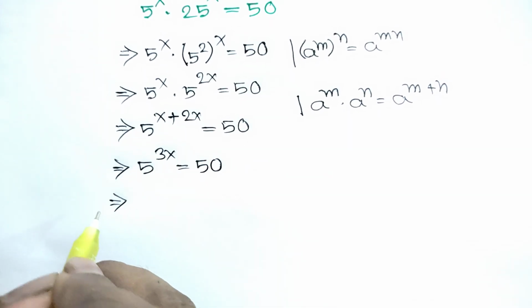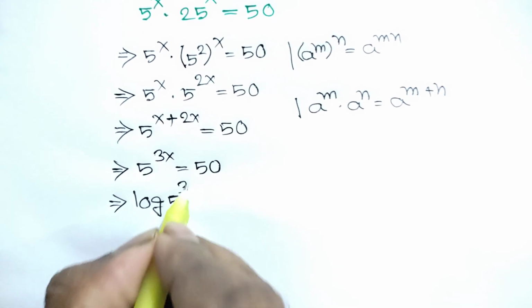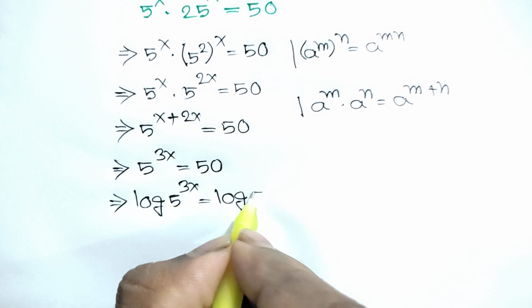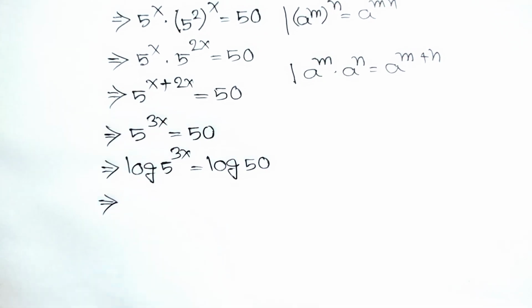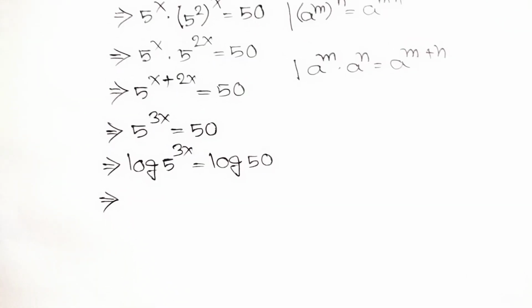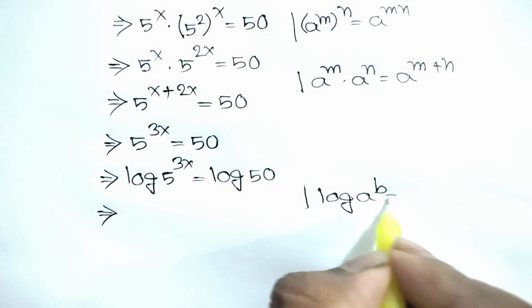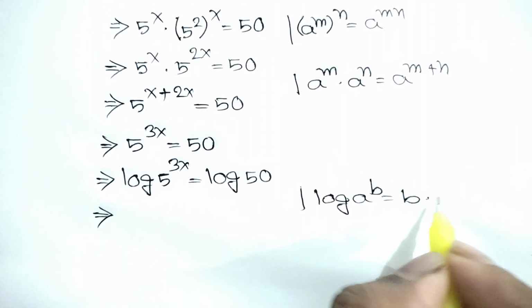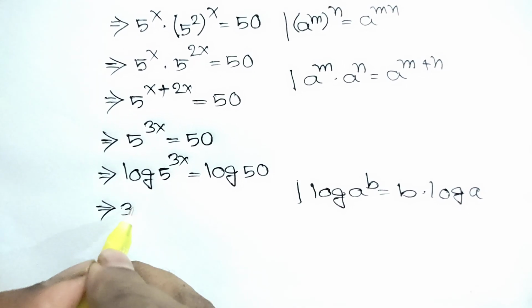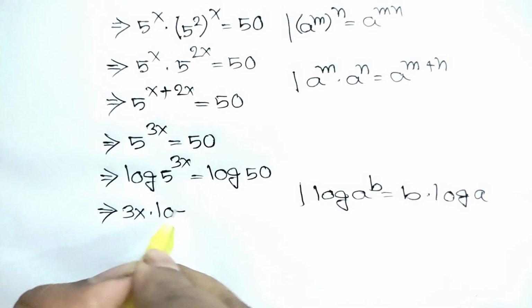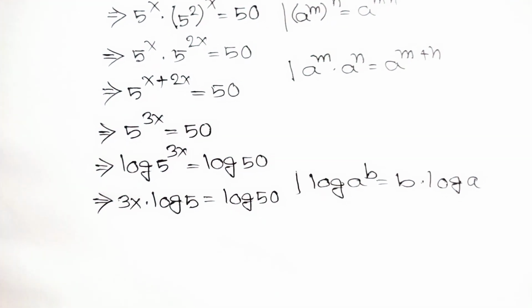Now taking log on both sides, we can write here log of 5 to the power 3x is equal to log of 50. Now applying the formula, log of a to the power b is equal to b times log of a. So here we can write 3x times log of 5 is equal to log of 50.